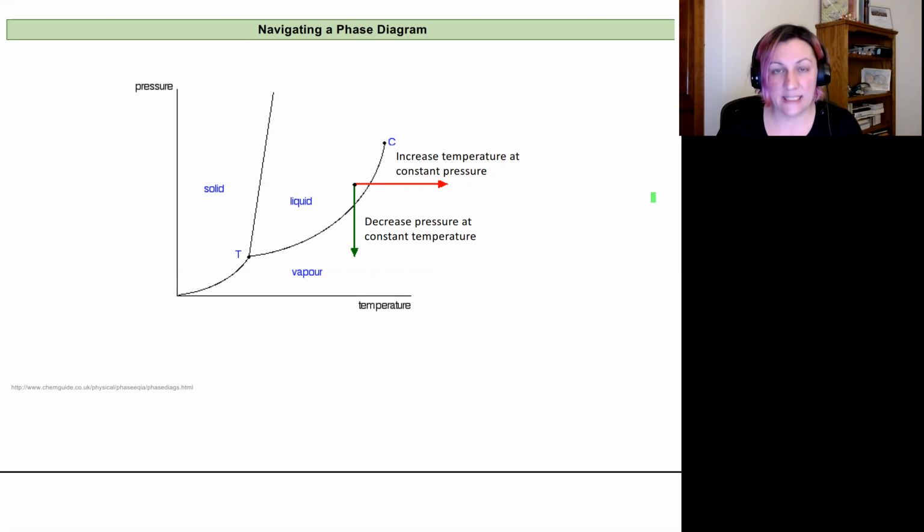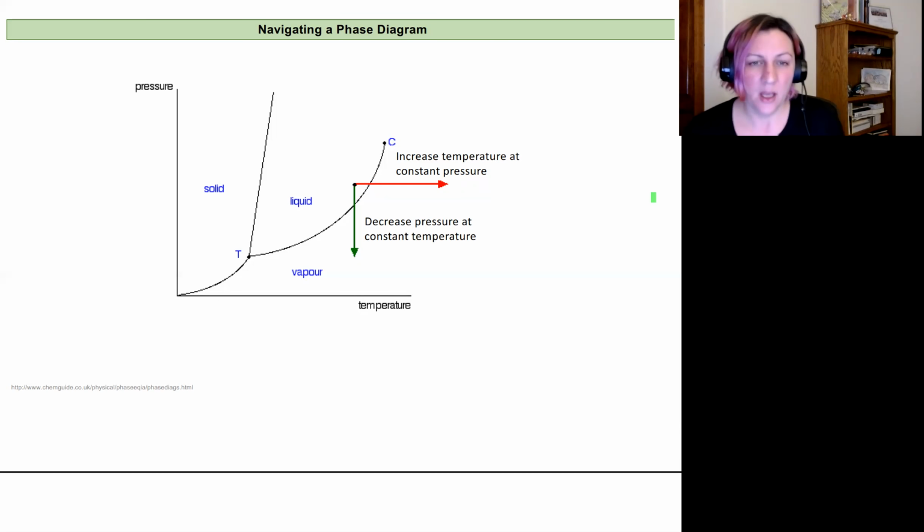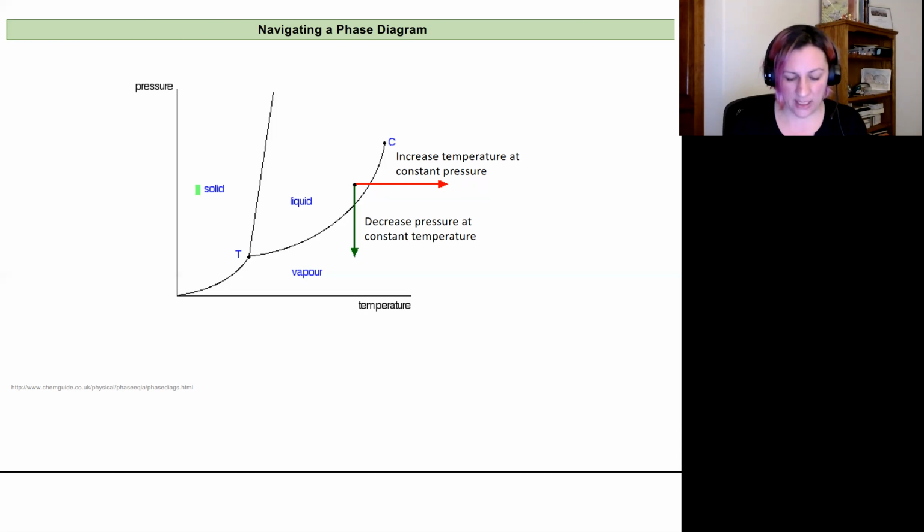So let's look at navigating a phase diagram. And this is an example of one that is not water. So I still have my solid, my liquid, and my gas, and some, depending on who generated, we'll call them vapor instead of gas. Kind of cool. I also have my triple point and I have my critical point.